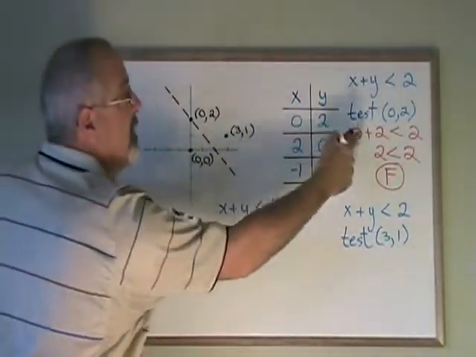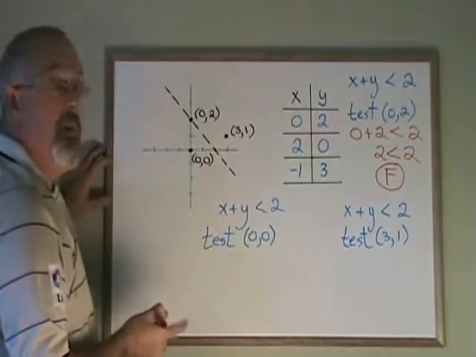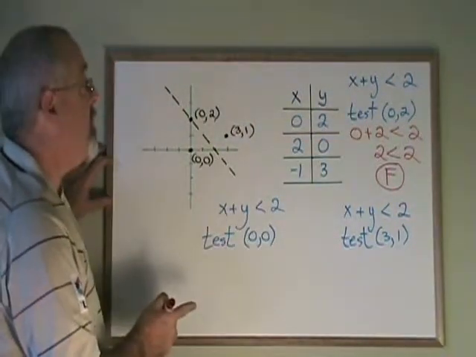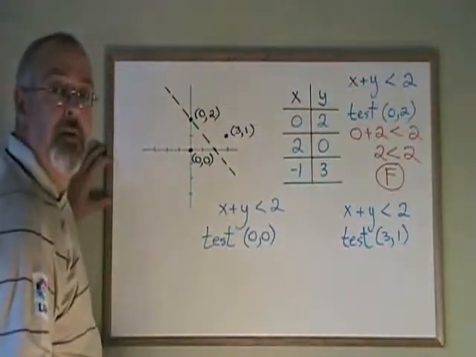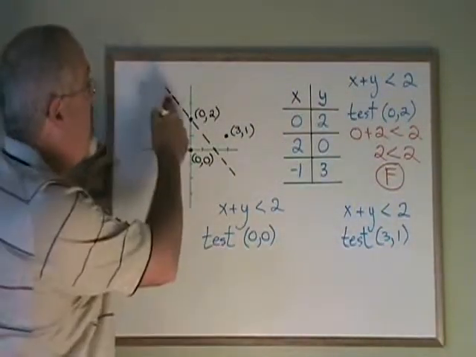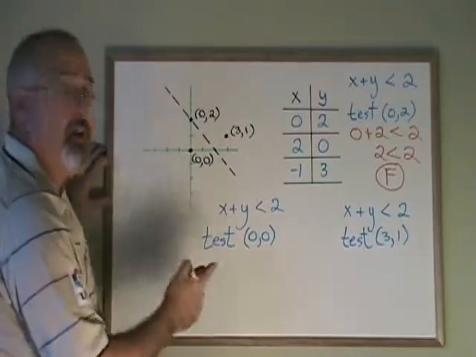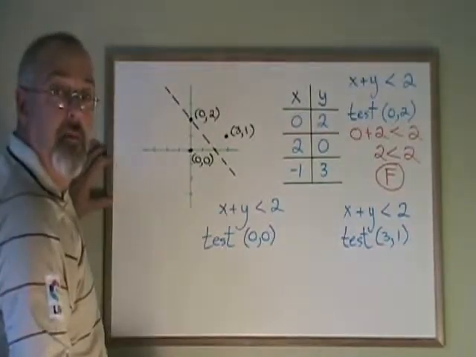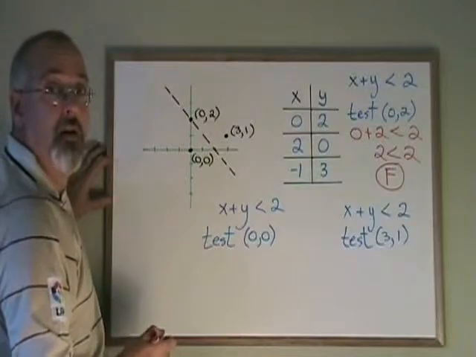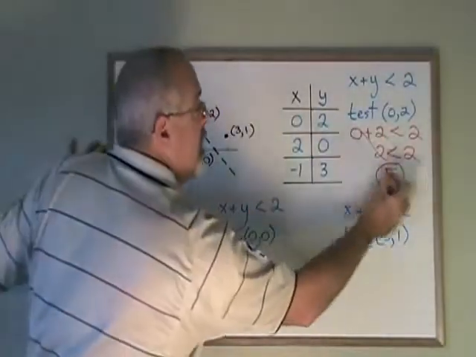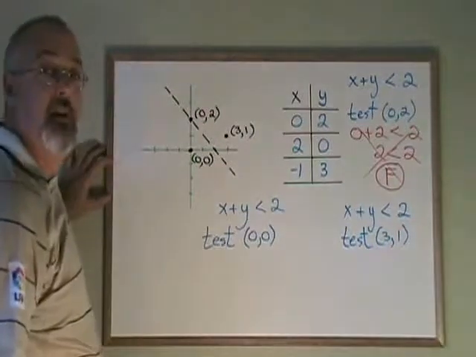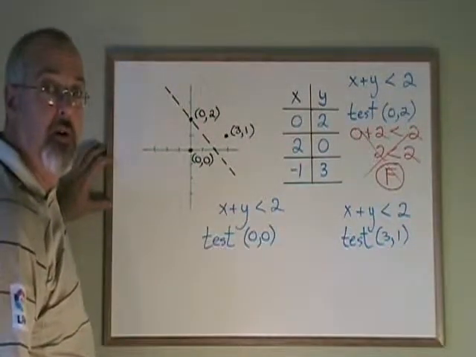Sure, plugging in (0, 2) into that inequality tells me that (0, 2) is not part of my answer, but I already knew that. I knew that when I had the less than symbol and not the less than or equal to symbol, I should put a dotted line to show that I know the points on the line are not part of the answer. I still don't know which side to shade. This is an ambiguous situation. Do not use a point that is on your line as a test point.